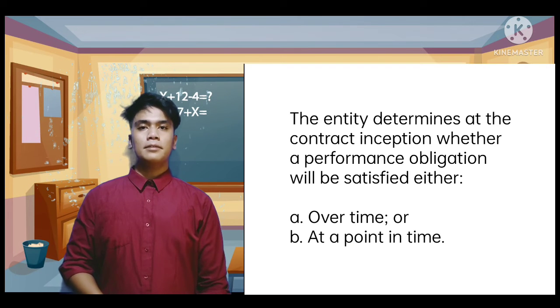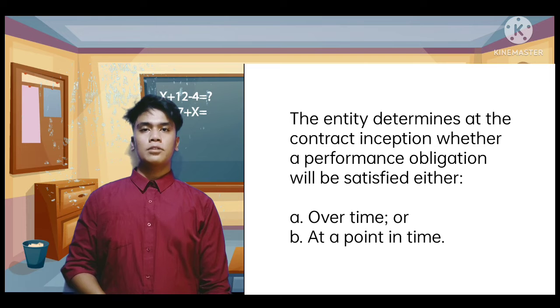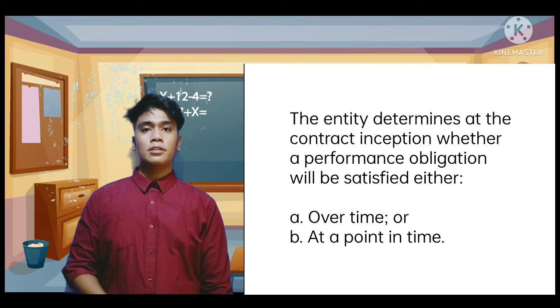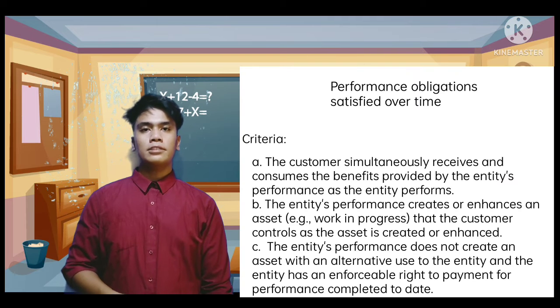The entity determines at contract inception whether a performance obligation will be satisfied either first, over time, or second, at a point in time. Performance obligation satisfied over time. Revenue from a performance obligation that is satisfied over time is recognized over time as the entity progresses towards the complete satisfaction of the obligation.